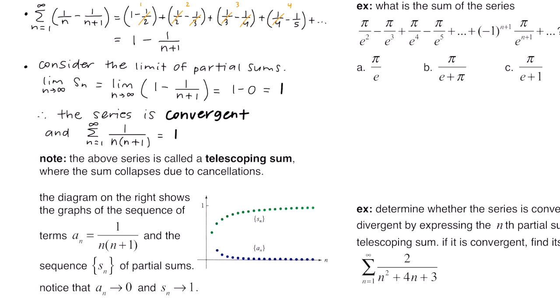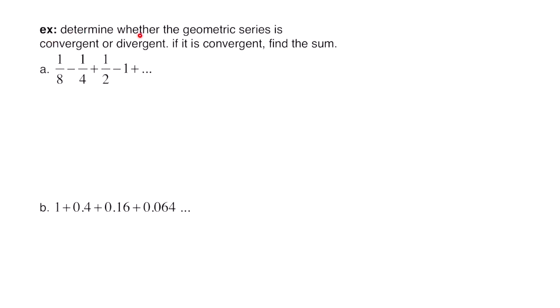So it says, notice that a sub n goes to 0, so the individual terms go to 0, while the sum of the terms is going to 1. So again, this is just to demonstrate the difference between the terms versus the sum of the terms. This example says, determine whether the geometric series is convergent or divergent. If it is convergent, find the sum.